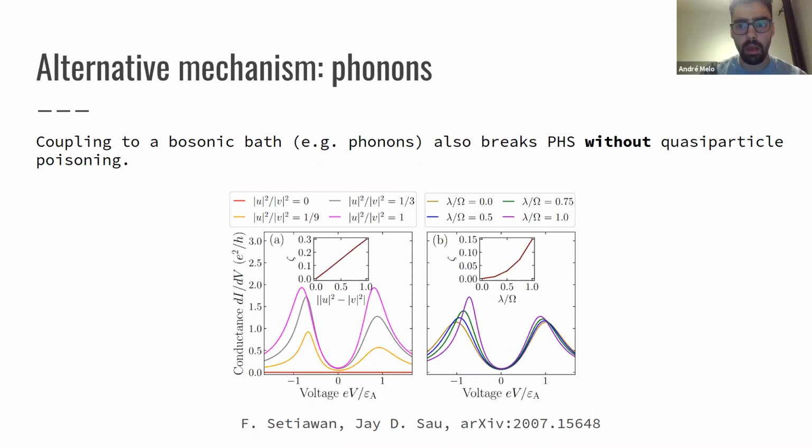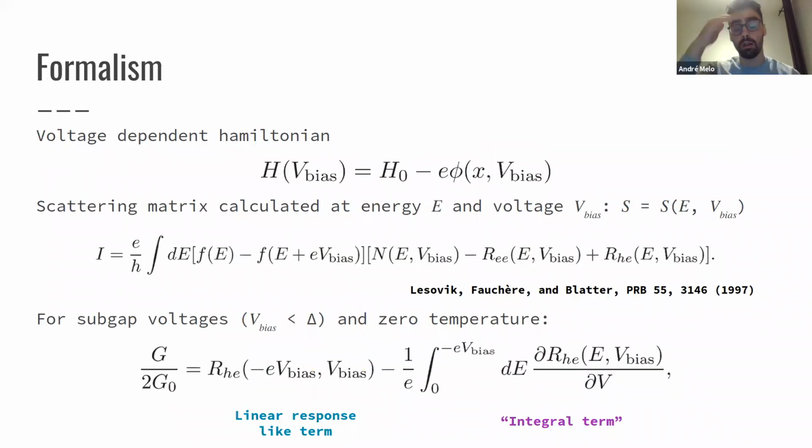So, moving on to the formalism that we used. We are going to let our Hamiltonian depend on the applied bias voltage. Our Hamiltonian is basically two terms: our H naught, the Hamiltonian you're already used to, let's say the proximitized nanowire, but we're going to allow it to have an electrostatic potential which depends on the applied bias voltage.